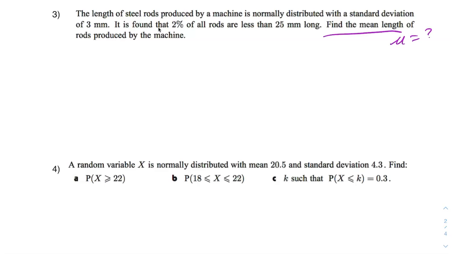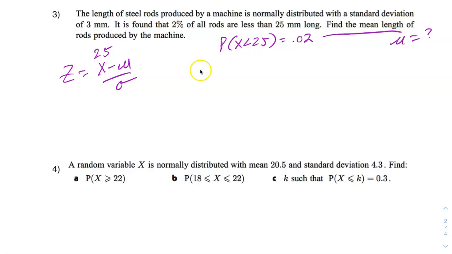So I know I'm going to have to use the z problem, the normalization formula. Now the key part is right here. You've got to be able to translate this. I found that 2% of all rods are less than 25. So that means the probability that you're less than 25 is 2%. So write it like that. That's kind of the key to all of this. If you could do this, you probably can do the rest, because all I've got to do is plug everything else in, right? What's my x? My x is 25. What's my mean? I'm looking for that. What's my standard deviation? 3.